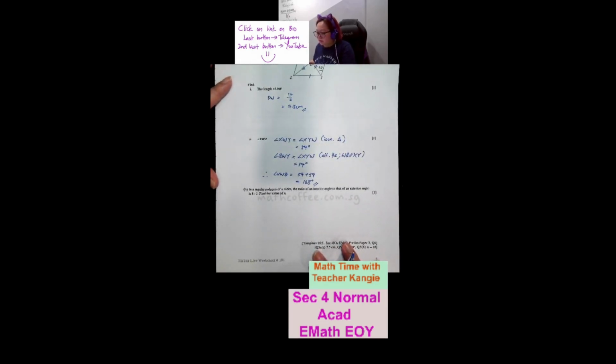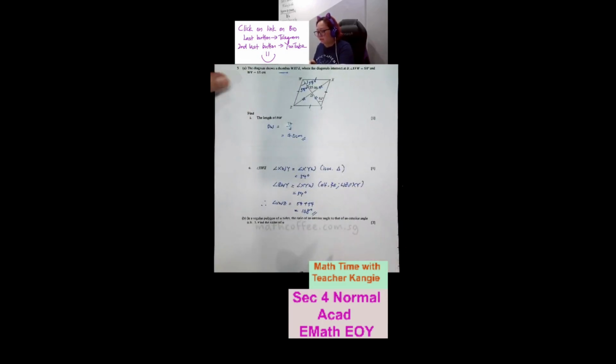Just now, some students ask for interior angle. This one, no, because there's no interior angles. It's not enough to use for interior angle property. We are using isosceles as well as alternate angle.